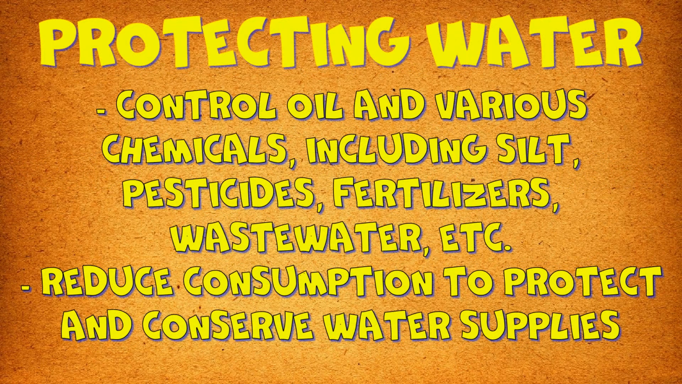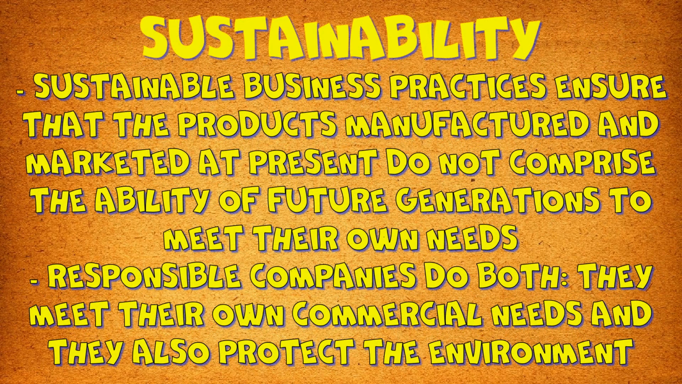In order to reduce the burden laid on water, we need to control oil and various chemicals, including silt, pesticides, fertilizers, wastewater, and others, and reduce consumption to protect and conserve water supplies. Sustainable business practices ensure that the products manufactured and marketed at present do not compromise the ability of future generations to meet their own needs. Responsible companies do both. They meet their own commercial needs, and they also protect the environment.